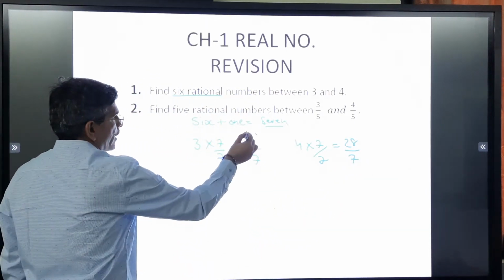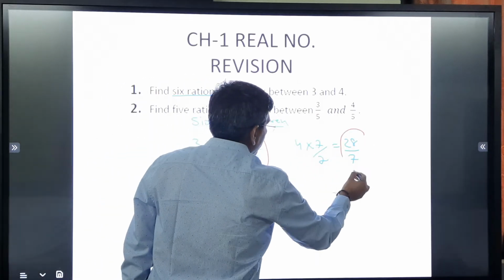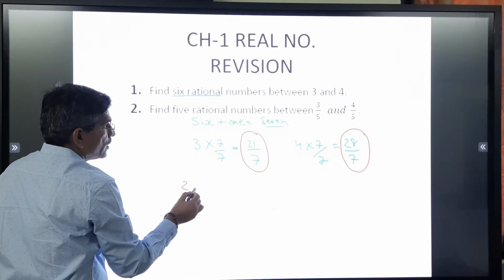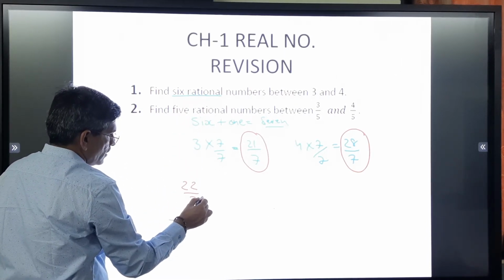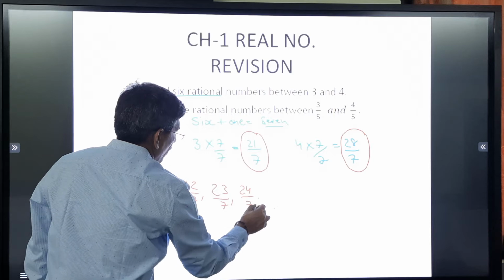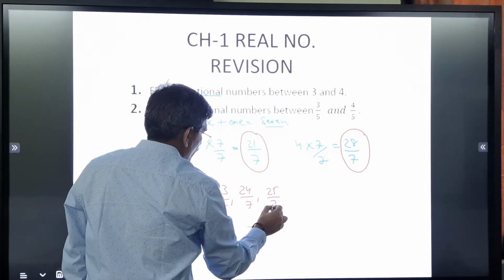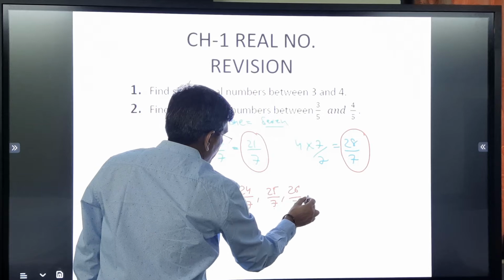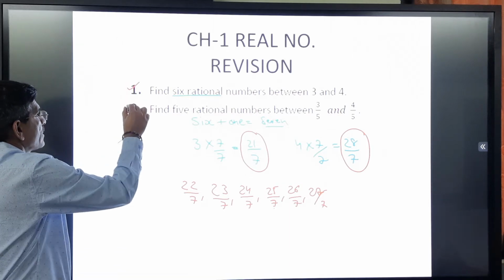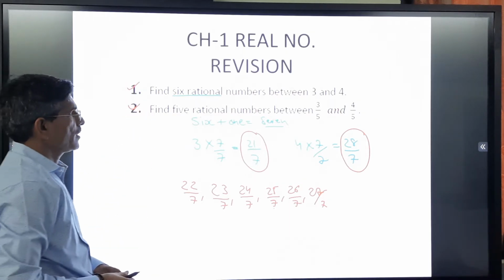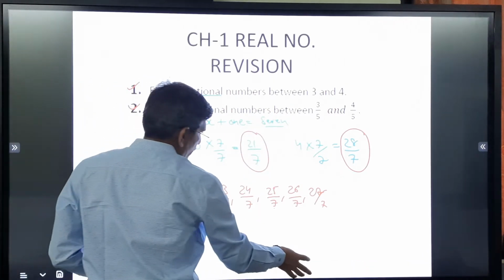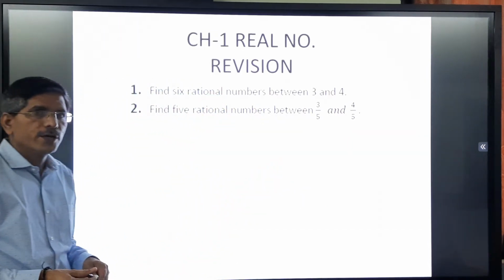Now between 21 upon 7 and 28 upon 7, these are all the 6 rational numbers: 22 by 7, 23 by 7, 24 by 7, 25 by 7, 26 by 7 and 27 by 7. Both are the same type of question, question 1 and 2, but in question number 1 there is no denominator, while in question number 2 the denominator is there. So let us see how we have to handle the denominator.